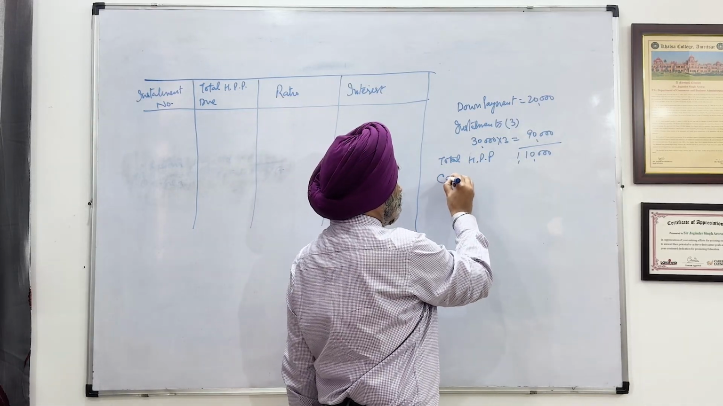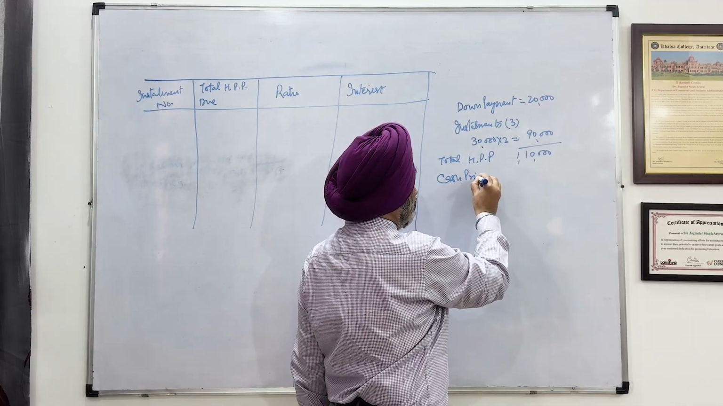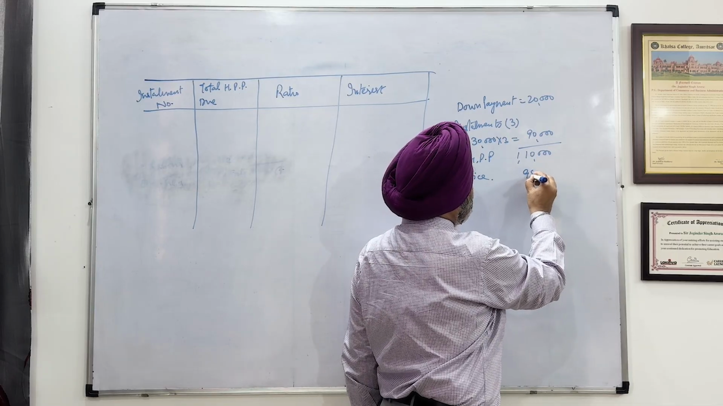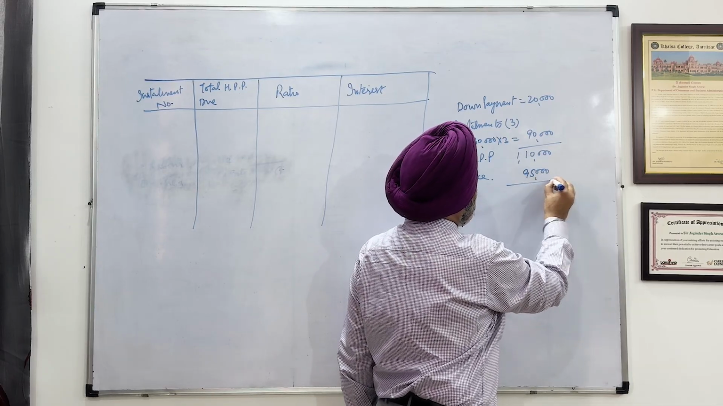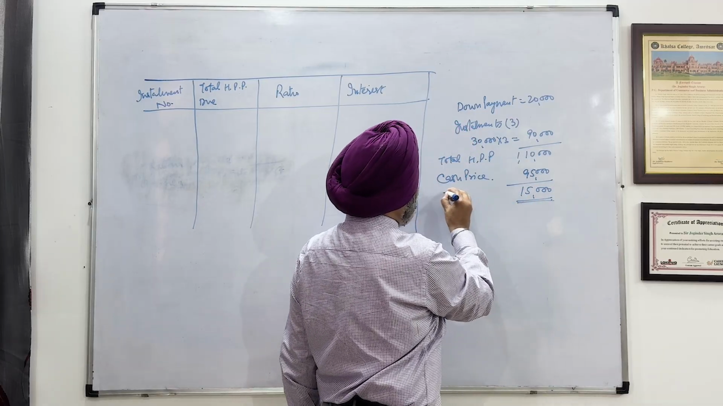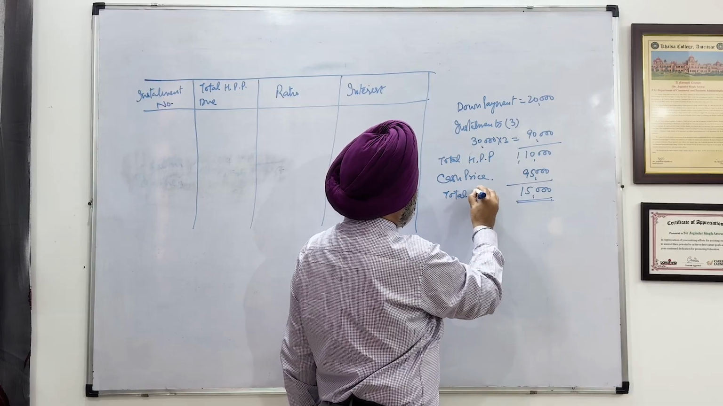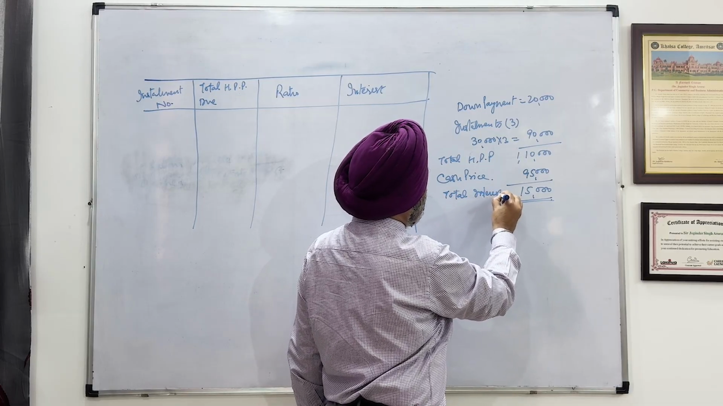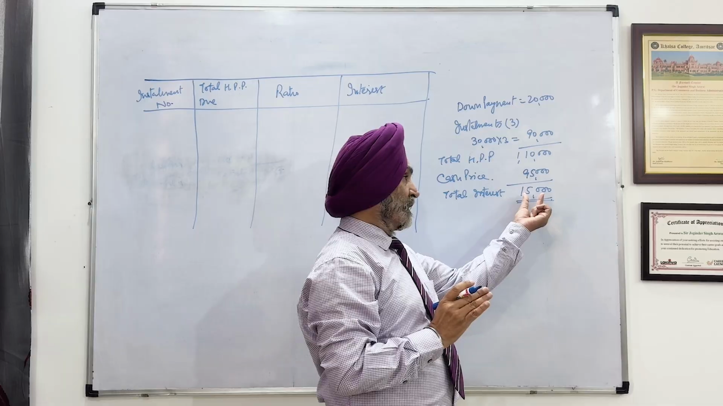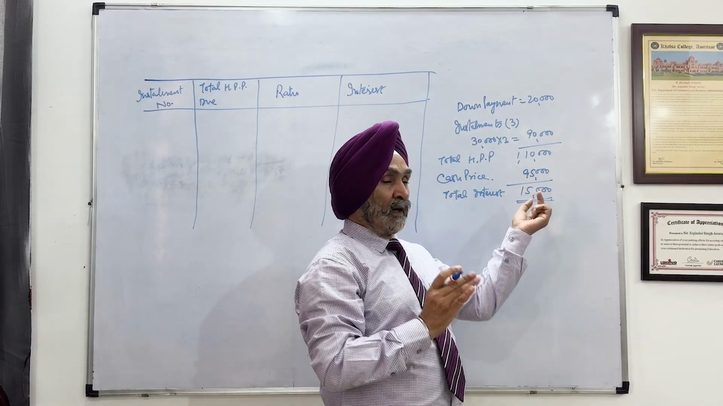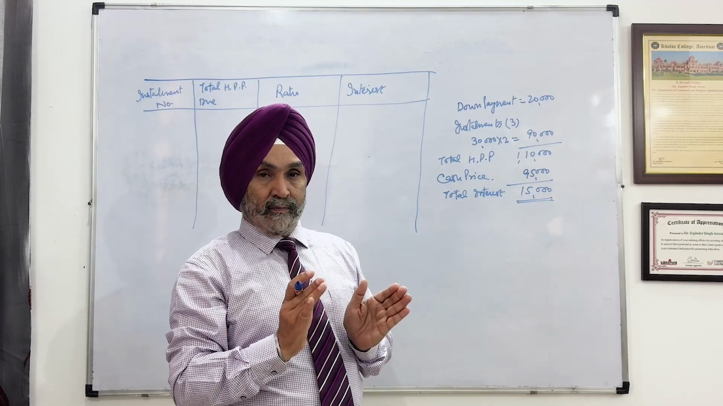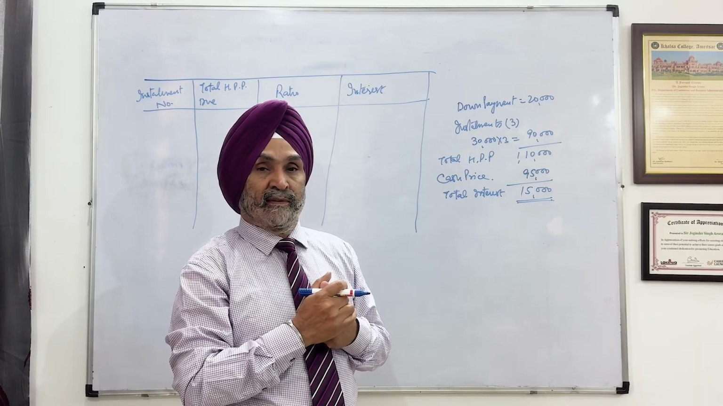Cash price is also given to us. So suppose the cash price is 95,000. So that means 15,000 is the total interest, the total interest included in all the installments. But how much interest is there in the first installment, how much in the second, how much in the third, that we don't know. And the rate of interest is also not given in the question.